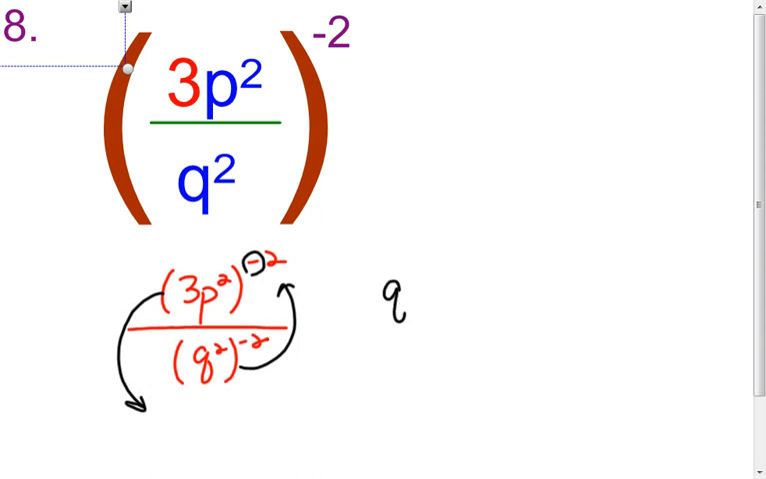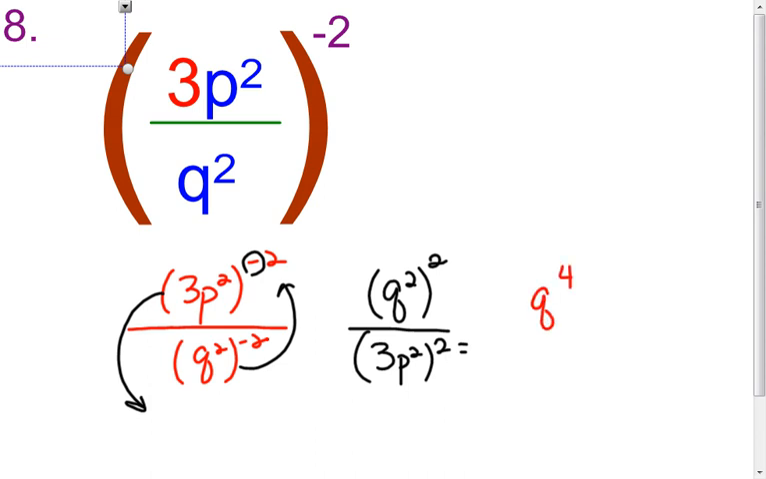So on the top I will have q squared squared, and now that q squared became positive, and then I will have 3p squared squared. On the top then, q squared squared, I will multiply those two exponents and make that be q to the 2 times 2, or q to the 4th. On the bottom, don't forget to square this 3. So 3 squared is 9. And then p to the 2 times 2 would be p to the fourth, not q, sorry. So it should look like that.